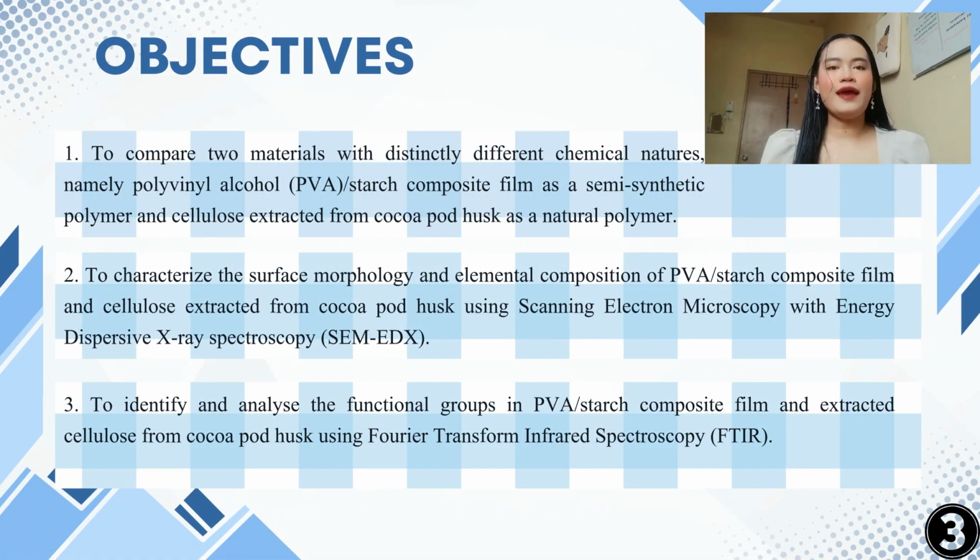For this project, there are three main objectives. First, to compare two materials with different chemical nature, which are starch PVA film as a semi-synthetic polymer and cellulose extracted from cocoa pod husk as a natural polymer. Second, to characterize the surface morphology and elemental composition of both samples using SEM-EDX. And third, to identify and analyze the functional groups in these materials using FTIR.